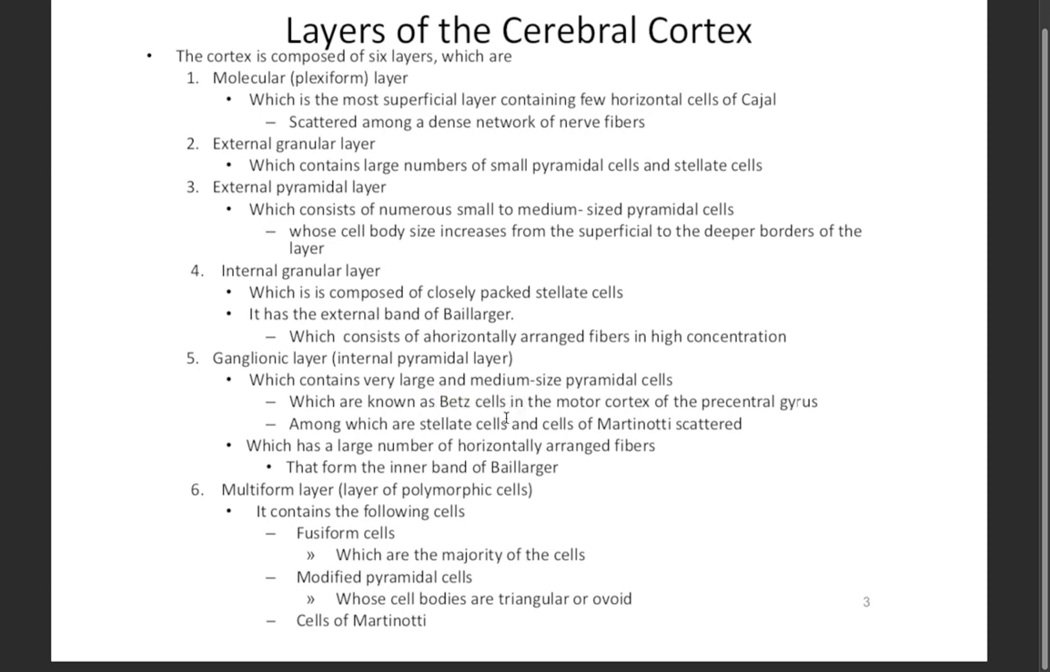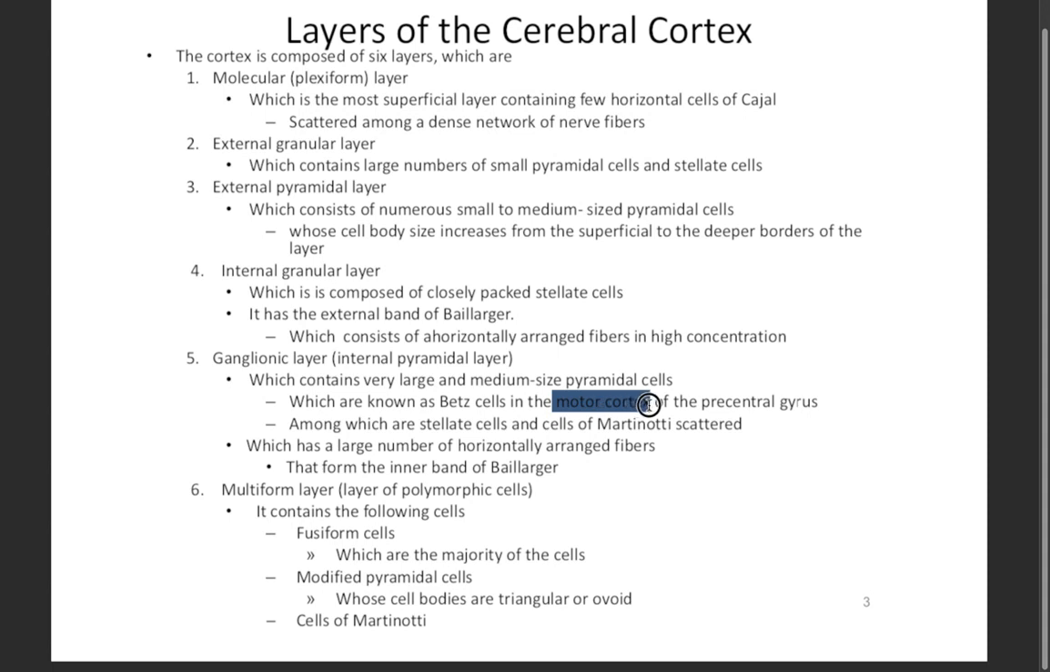Very, very important information: what are the Betz cells? The doctor defines the Betz cells as large pyramidal cells in the fifth layer. As simple as that. So the Betz cells are the large pyramidal cells found exclusively in the fifth layer, and we find them in the motor cortex of the precentral gyrus. The precentral gyrus is the anterior side of the central gyrus, which we will talk about in a moment. Just be aware that the Betz cells are found in the motor cortex, in the anterior part of the central gyrus, called the precentral gyrus, in the frontal lobe.